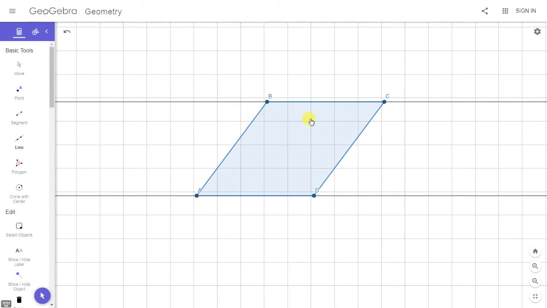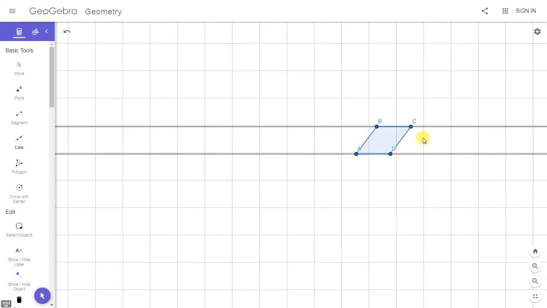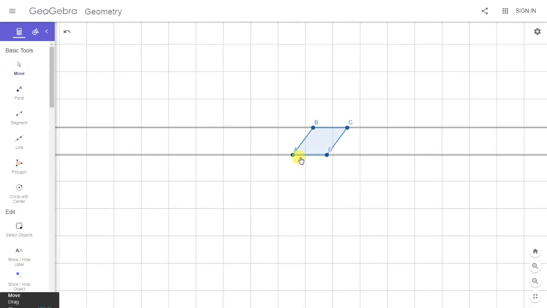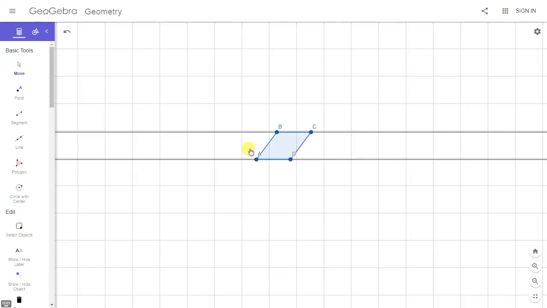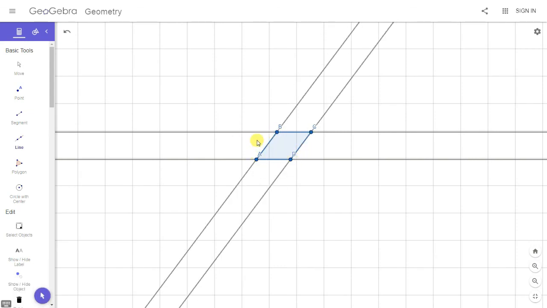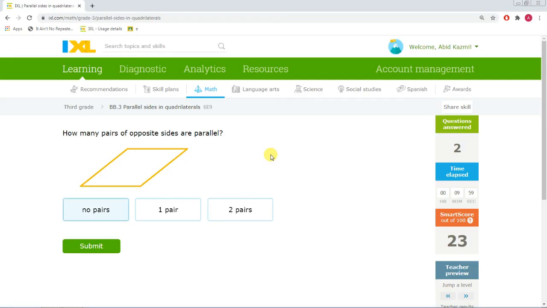Now let's check whether they are parallel or not. You can easily identify the distance between the two lines is same at all the points of these lines, and when we extend in both the directions, you can see they are not intersecting at all. So that means both pairs of opposite sides of this quadrilateral are parallel. These two are also parallel to each other, and these two are also parallel to each other. That means we have two pairs of parallel lines in this figure. Woohoo!